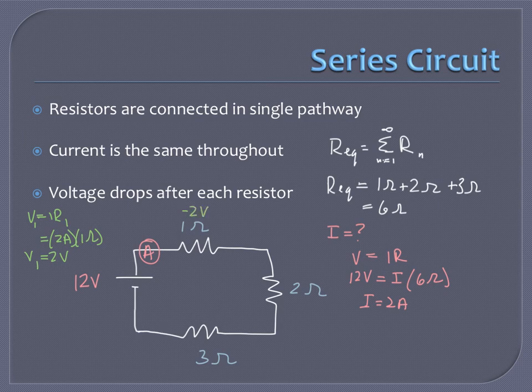So you start off here, going through here, you start off with 12 volts. And then after you pass through the first resistor, you have to pay 2 volts. So what does that mean you're left with? Over here, you're left with 10 volts.